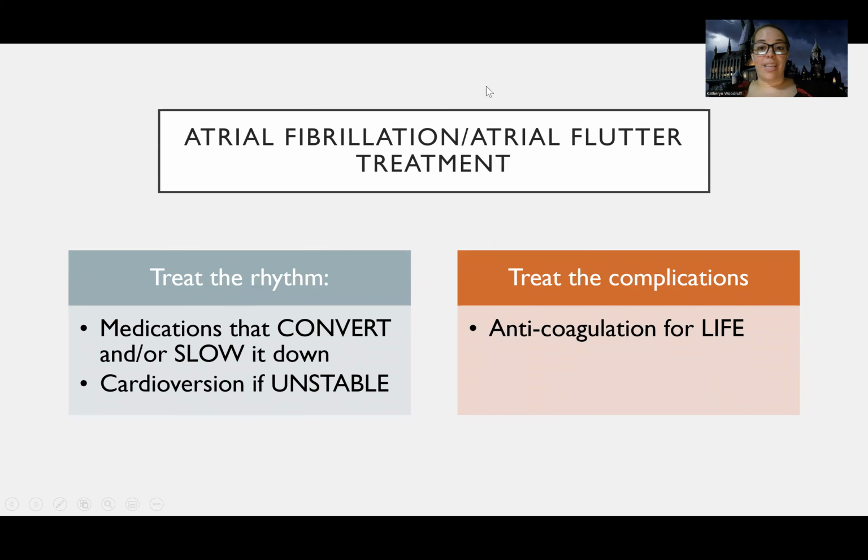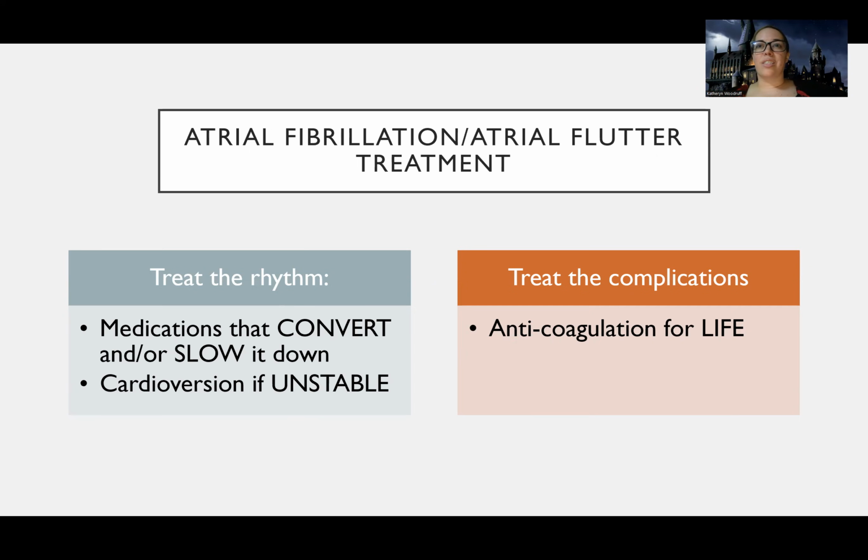So I said the treatment's the same. How are we going to treat it? There are two parts to AFib and A-flutter treatment. First, we have to treat the rhythm. So we're going to give medications that either convert or slow it down. Again, I'm not going to go in depth on these, but you're going to hear about some of them. There are calcium channel blockers like Cardizem or diltiazem.